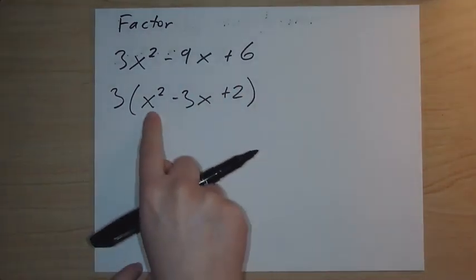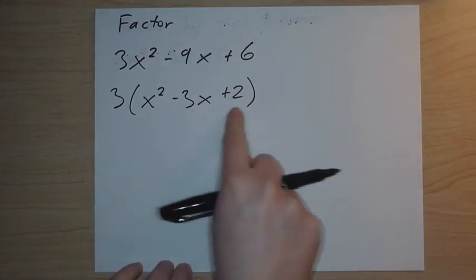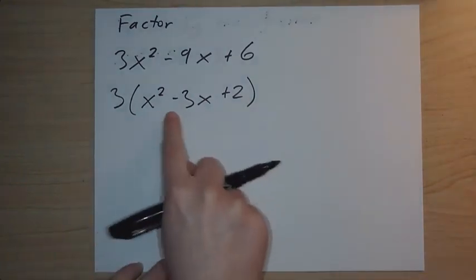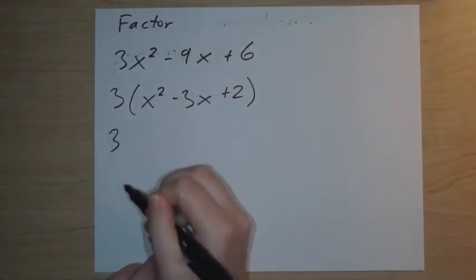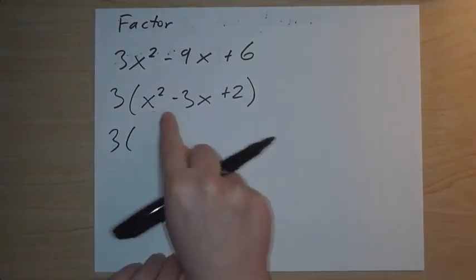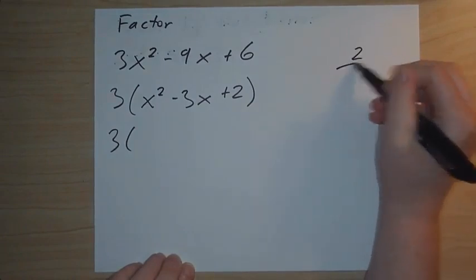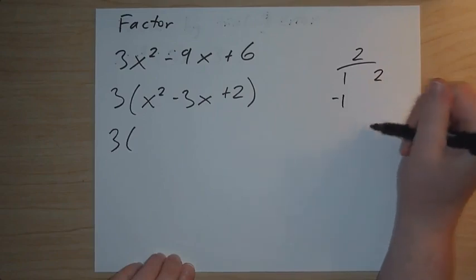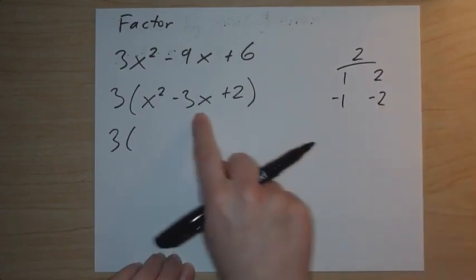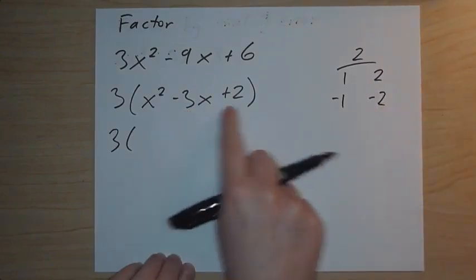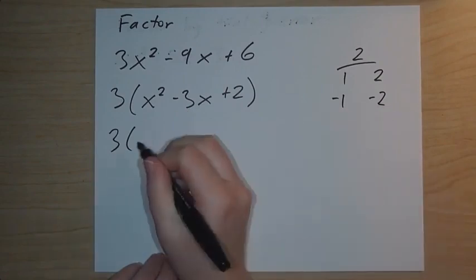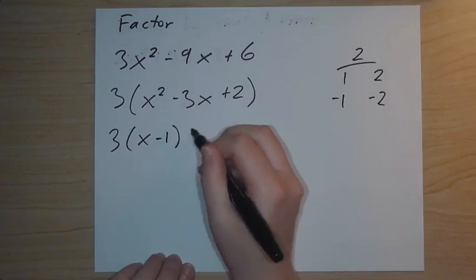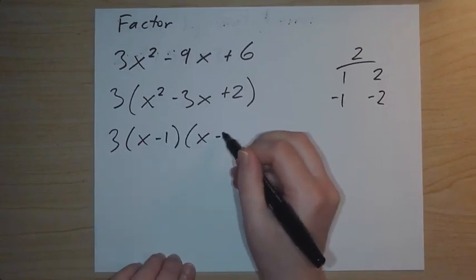And we notice that this is now a polynomial where a is 1, which we learned in part 1, so we can easily just factor this. So we carry the 3. We look at factors of 2. Factors of 2 are positive 1 and positive 2, and negative 1 and negative 2. The factors that add to negative 3 are negative 1 and negative 2. So this is going to be in the form of x minus 1 and x minus 2.